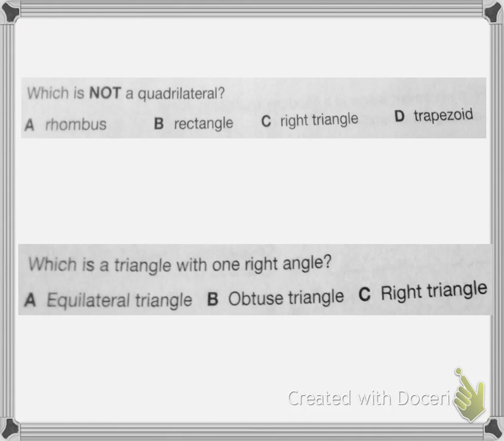And answer these 2 questions. Which is not a quadrilateral? A, rhombus, B, rectangle, C, right triangle, D, trapezoid. And which is a triangle with 1 right angle? A, equilateral triangle, B, obtuse triangle, C, right triangle.